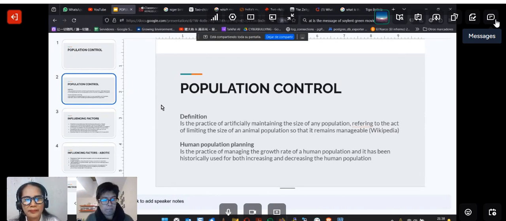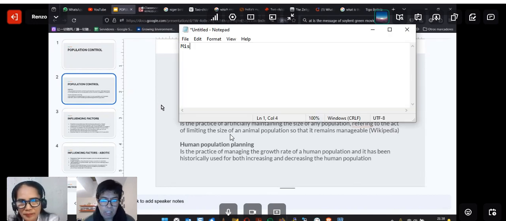But in the case of humans, the term is human population planning, and is defined as the practice of managing the growth rate of the human population. It has been historically used for both cases, when you want to increase the population, and also when you want to decrease the human population.